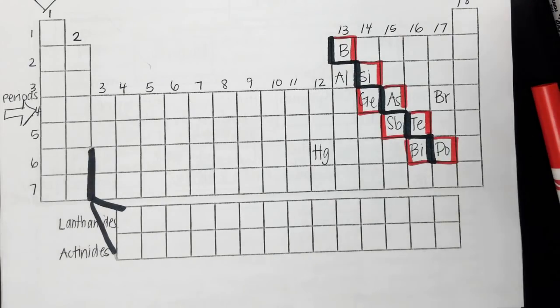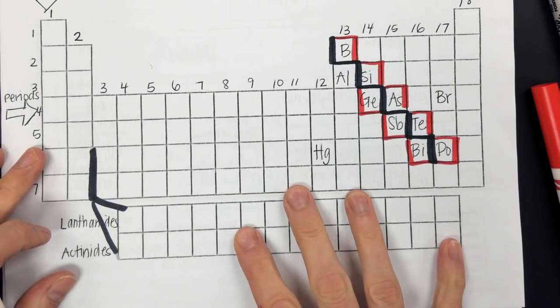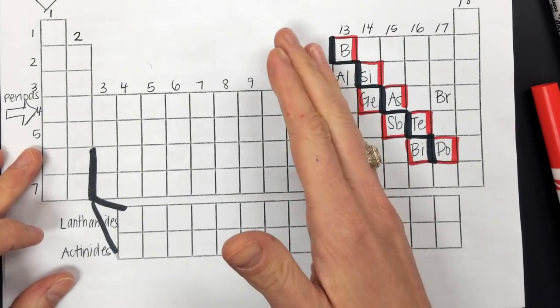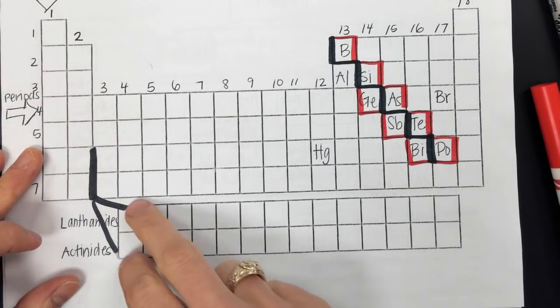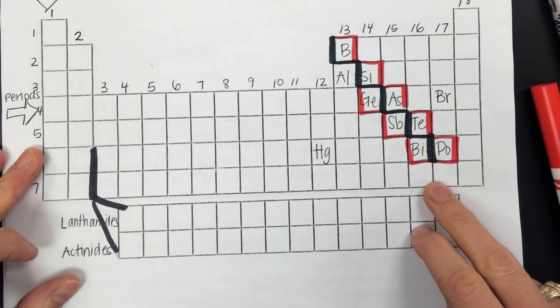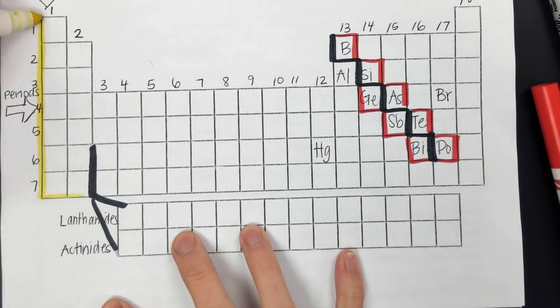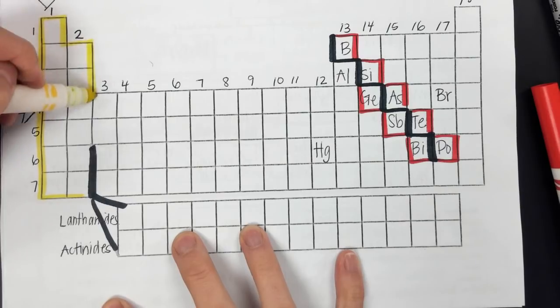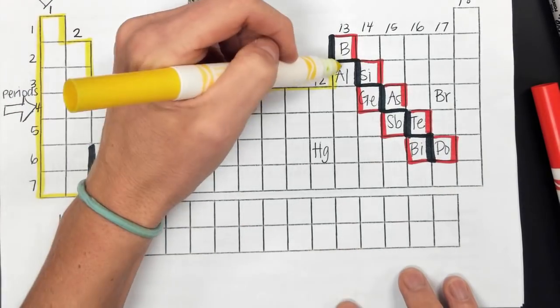So let's first, though, talk about our metals. They make up a large portion of the periodic table. They are everything to the left of that zigzag line and your lanthanide and actinide series. Okay, so I want you to pick a color, and you can color it in full if you want, but I'll just be outlining.